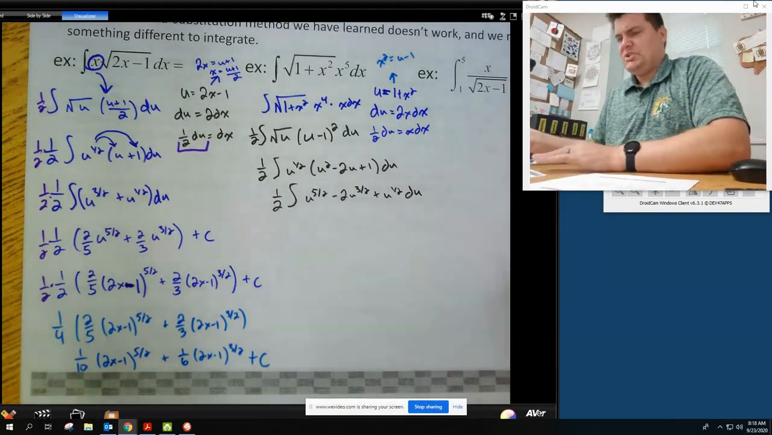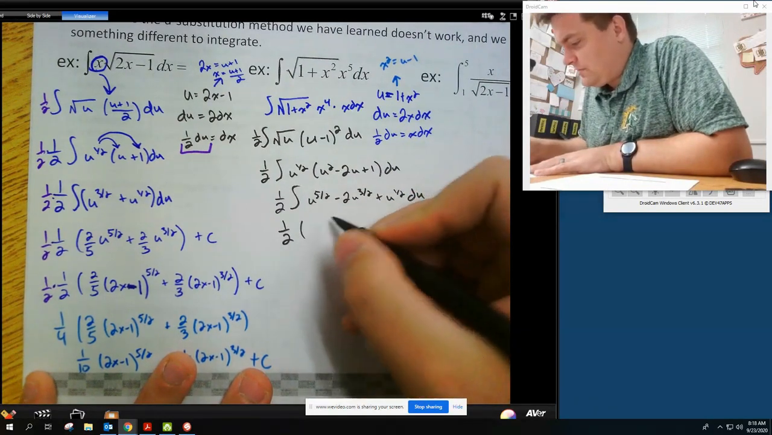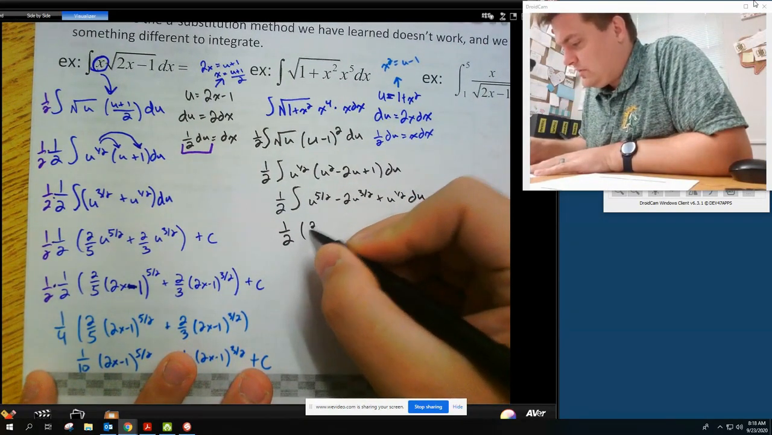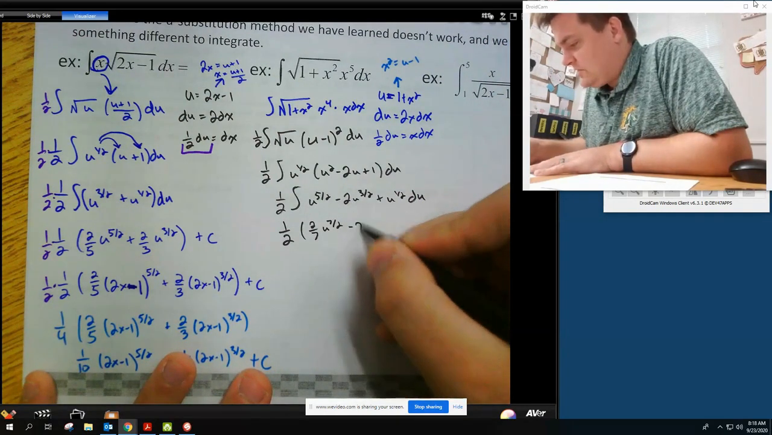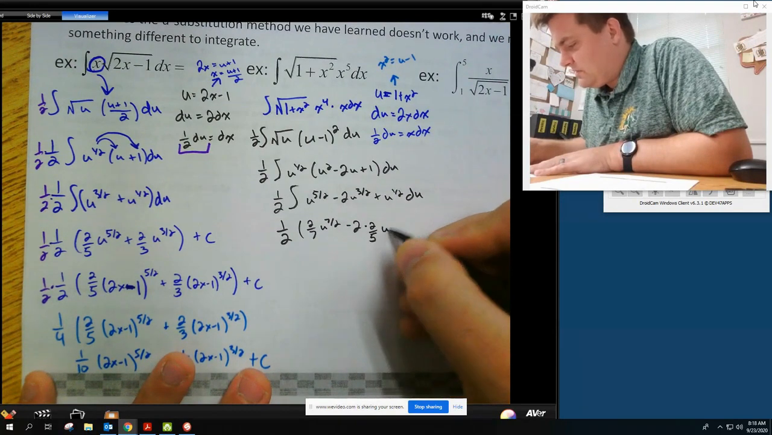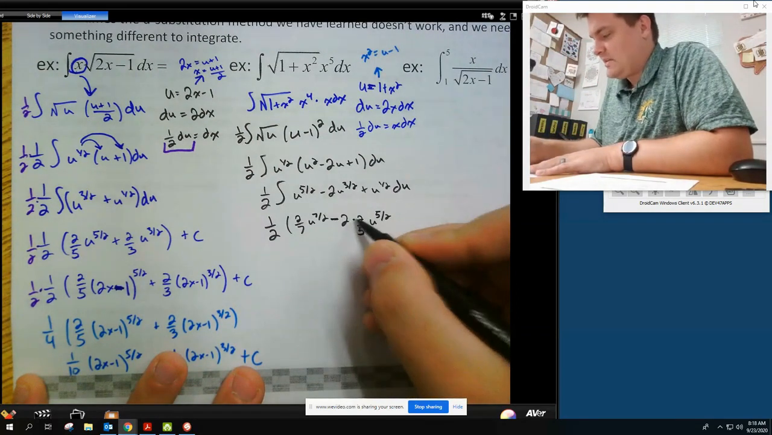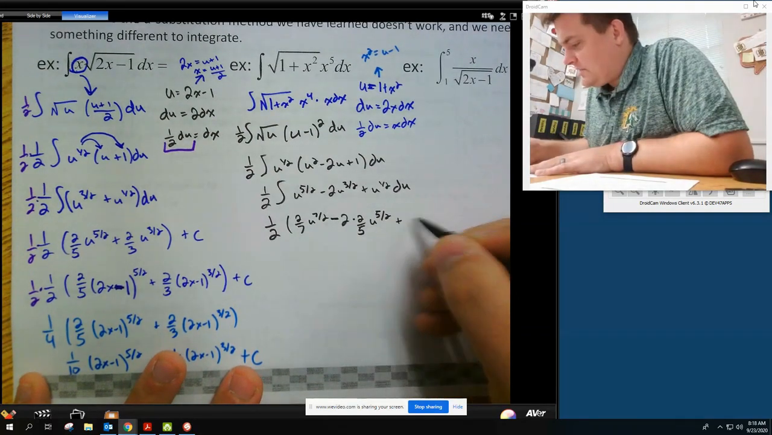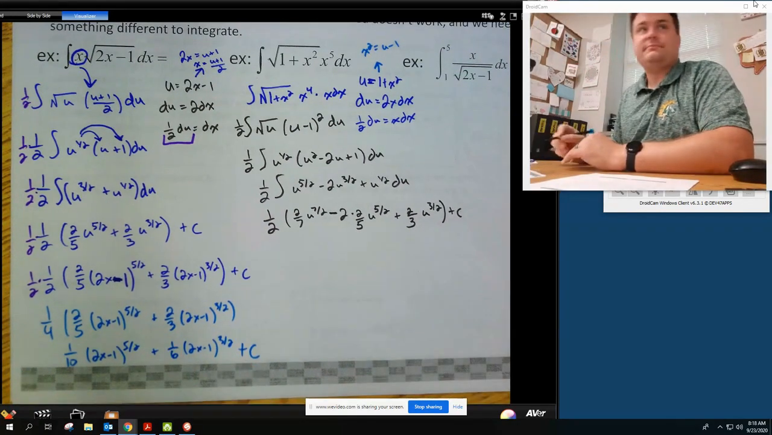And now I'm ready to just go ahead and find my antiderivatives of everything. So this is going to give me 2/7 u to the 7/2 minus 2 times, this would be 2/5 u to the 5/2. I'll clean that up. Make sure you know that that's a times sign. Plus 2/3 u to the 3/2 plus c.